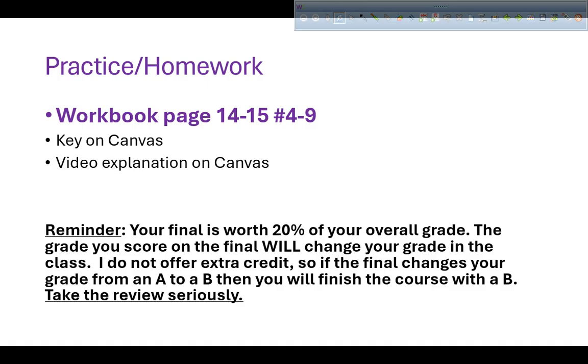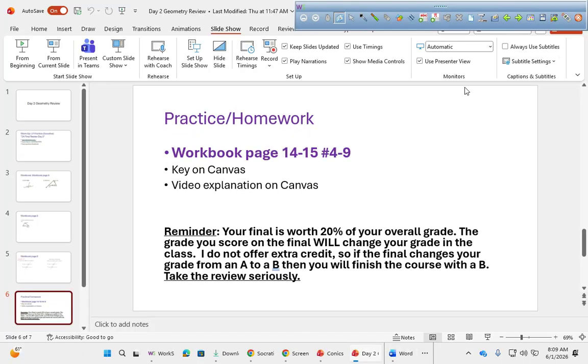Oh, so it's 5 through 9? Alright. Is 5 the first geometry problem? Yeah. Alright. Thank you.